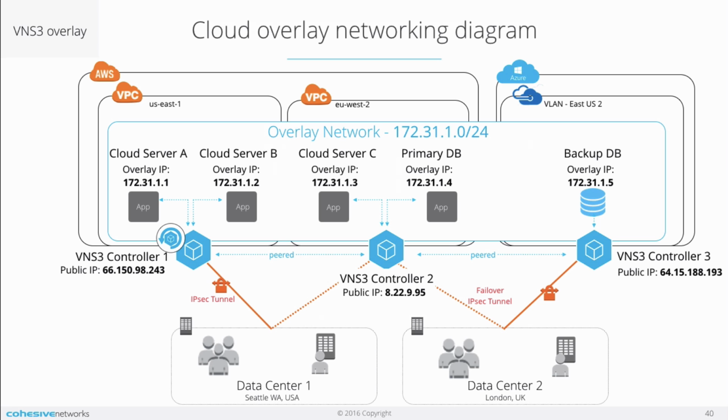And then on controller 1, we have VNS3HA, that little arrow around the VNS3 symbol. So that is automatic instance-based failover to 2 more peered controllers in the mesh. We also have 2 failover IPsec tunnels that connect the 2 data centers and 3 VNS3 controllers.